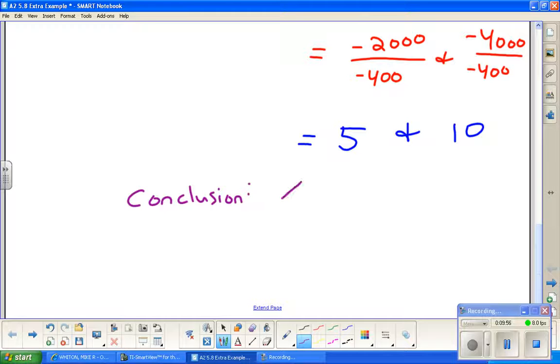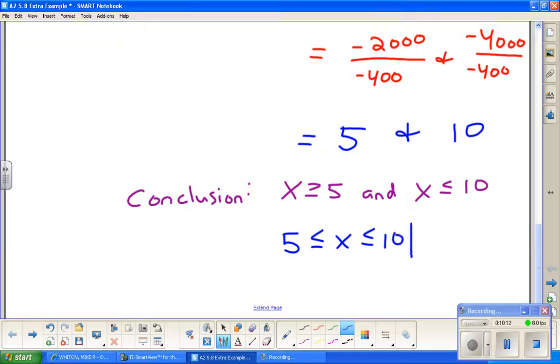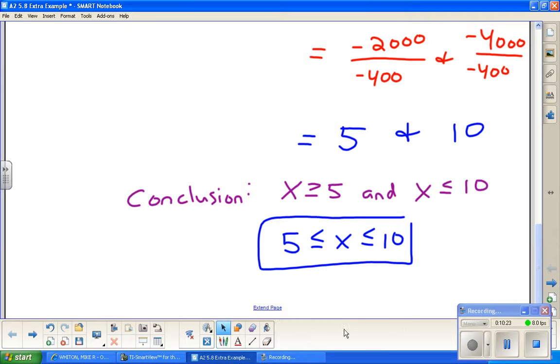Or you could do inequalities. You could say x is greater than or equal to 5 and x must be less than or equal to 10. That's one way to write it, as two separate inequalities. Or maybe even better, a compound inequality, say 5 is less than or equal to x, less than or equal to 10. That says x has to be in between those two numbers, and that's the most concise, the best way to do that. So that is a quadratic inequality example.